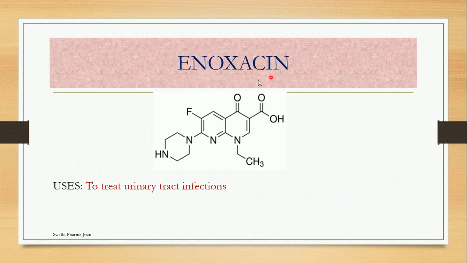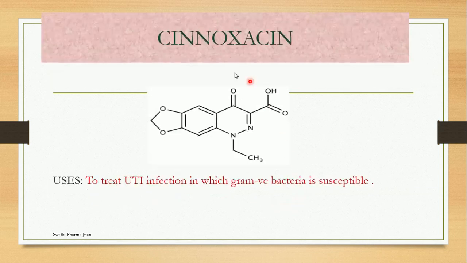Enoxacin is another structure. Enoxacin is also a 1,8 naphthalene. At 8th position isosteric replacement with nitrogen has taken place, and at first position an ethyl group is present, and at third position a carboxylic acid group is present. At fourth position a ketone group is attached, at sixth position a fluoro group is attached, and at seventh position a piperazine ring is present in the enoxacin structure. It is used to treat urinary tract infections.